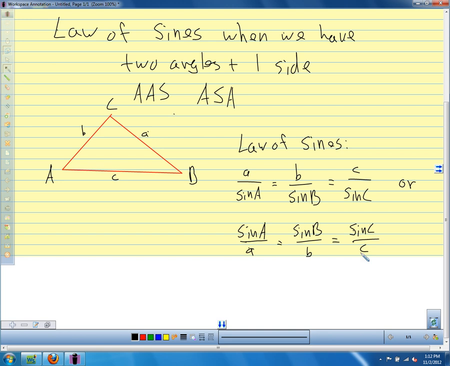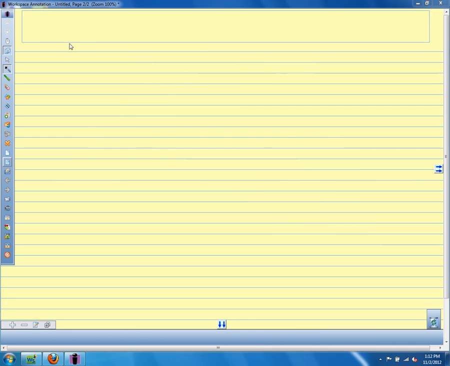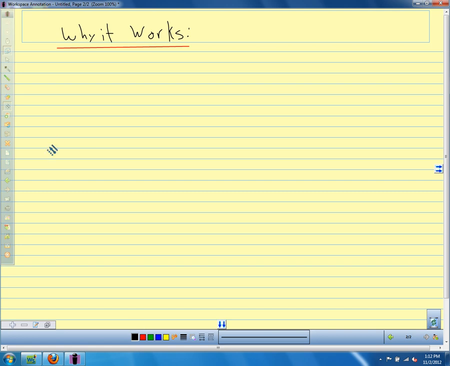Let me show you why the law of sines works. I'll just do one pair of these, and then we'll do some examples. And the last thing that we'll do today is show how we can use the law of sines to find a formula for the area of any triangle. So, why it works. It's kind of nice, kind of slick the way it works out.